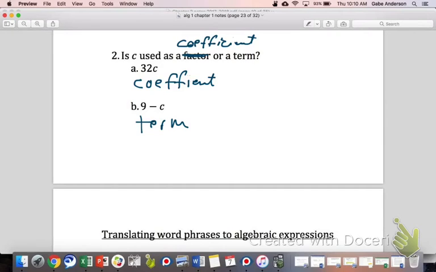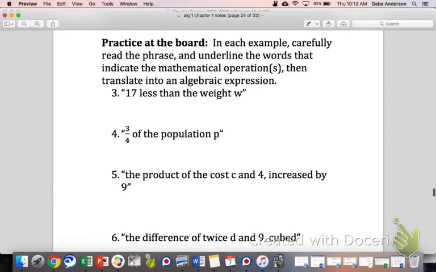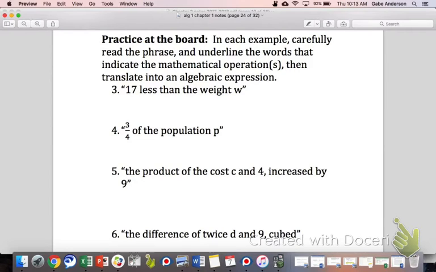Okay, let's head up to the board. We're going to do some translating of algebraic expressions. We've done this before. I just want to see where we are still with it. So let's go to the board and try to translate these. If you're at your seat, try them as well. You've got them in front of you. Let's do number 3.